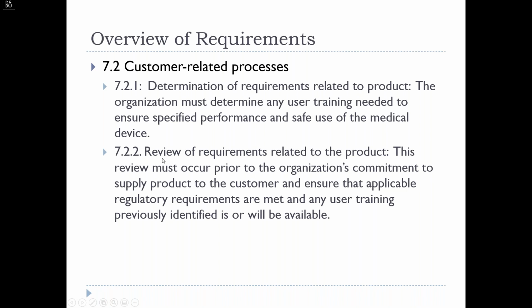7.2.2, review of requirements related to the product. So this review must occur prior to the organization committing to supplying the product to the customer and ensure that applicable regulatory requirements are met and any user training previously identified is or will be made available.